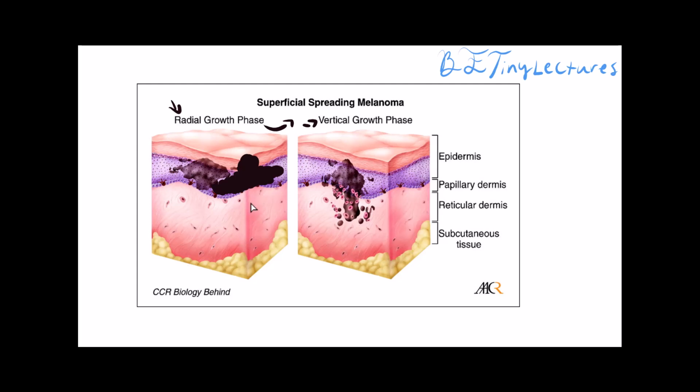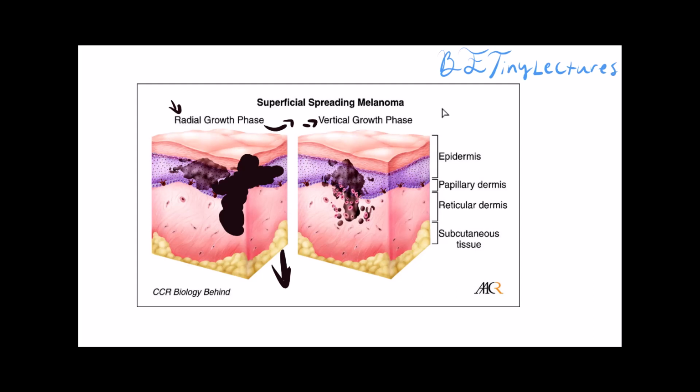Now eventually the melanoma is going to start to infiltrate the dermis. So it begins with the papillary dermis, and it will go into the reticular dermis. And when that happens, we go downwards in a vertical fashion, and therefore that is called the vertical growth phase. Now, a lot of melanoma does that.